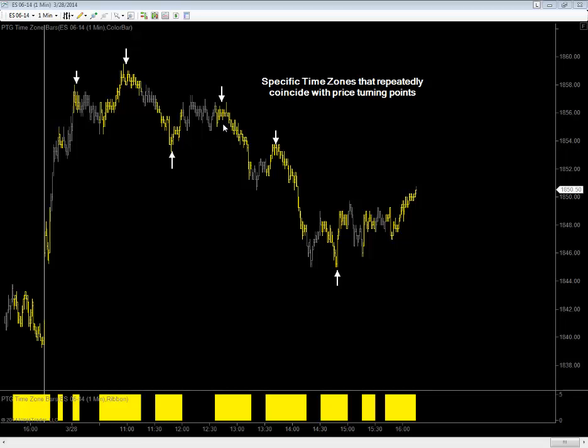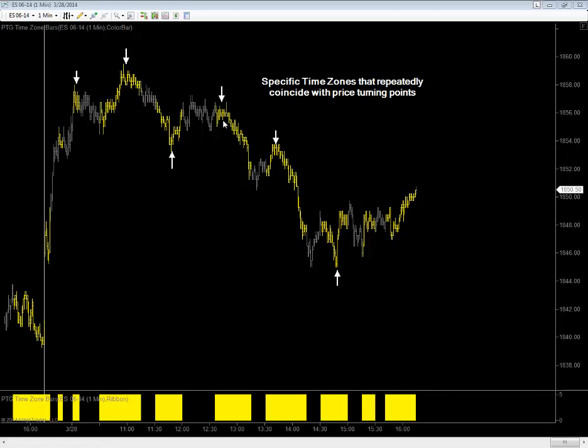But as the day unfolds, we want to be aware of specific time zones that the big institutions will be looking to trade during and become much more active. This, along with some traditional indicators and levels and methodology, really enhances traders' methodologies, especially here at Polaris Trading Group.